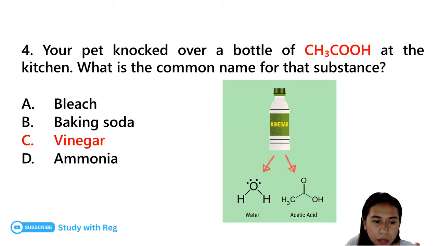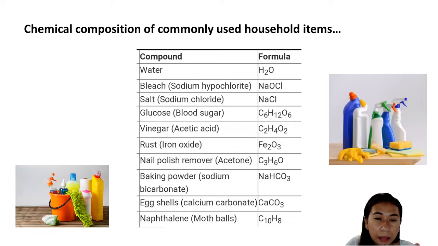Ito yung mga commonly used household items. Syempre, water, alam natin, that's H2O. Yung bleach, remember this, ha? Bleach is sodium hypochlorite, NaOCl. Hypochlorite, bleach. Di ba, gamit siya panglinis, no? So, kasi may chlorine siya. Chlorine, di ba, yan yung ginagamit din natin sa mga swimming pools to kill mga bacteria. Ginagamit siyang disinfectant.